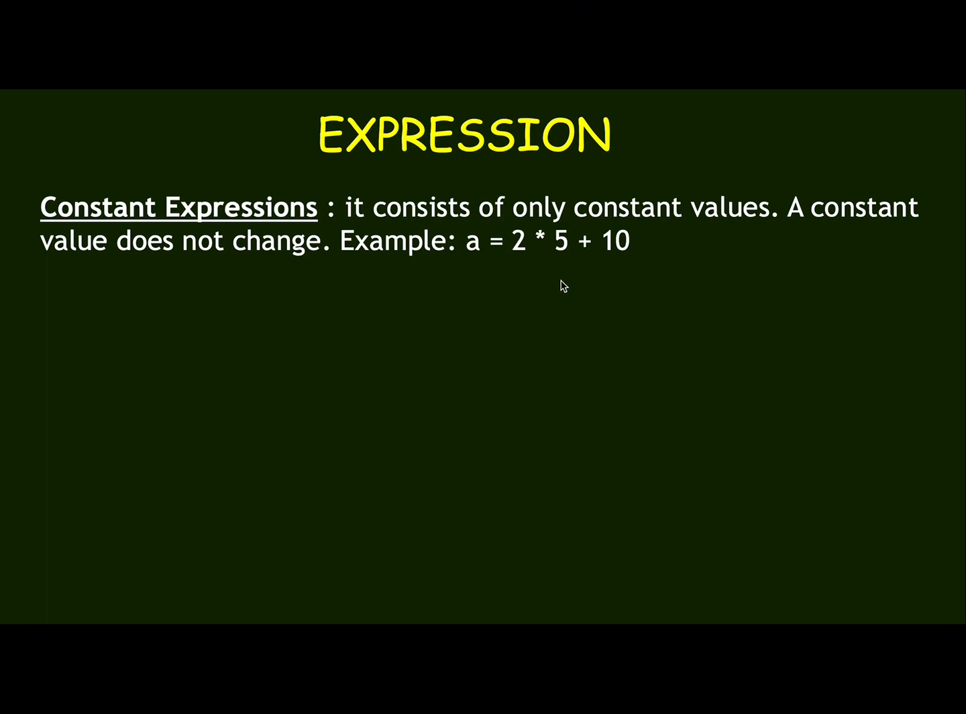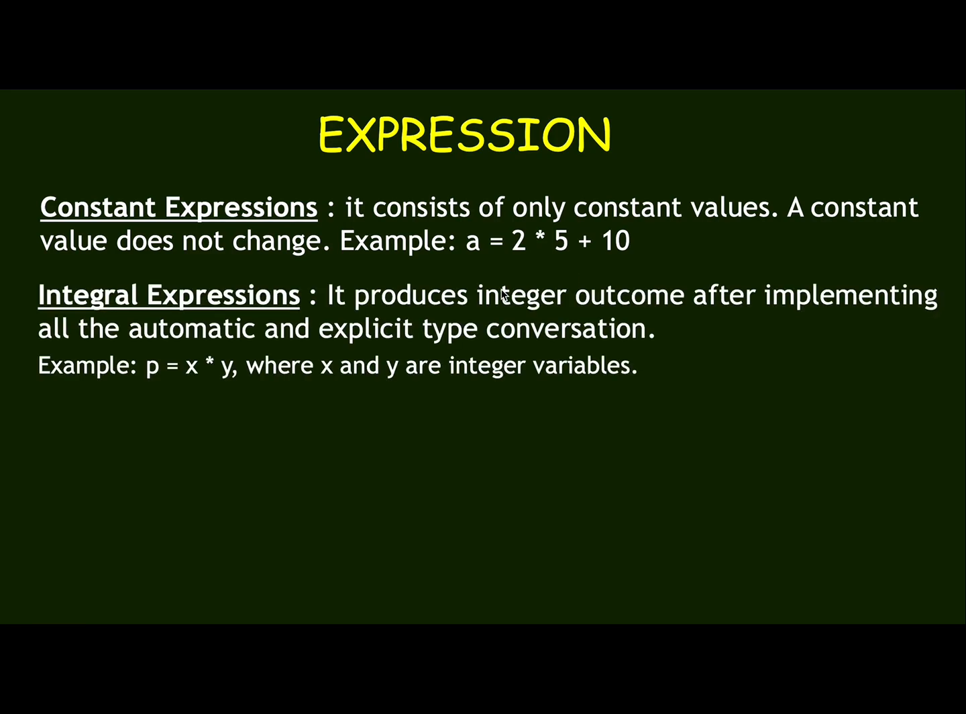This gives us the example a is equal to 2 multiplying 5 plus 10. This is a constant value and it will never change. Now, integral expressions. When we say integral, it is inside, that means it is being covered. So when we say integral, it produces integer outcomes after implementing all the automatic and explicit type conversions. Example, P is equal to x multiplying y, where x and y are integer variables.